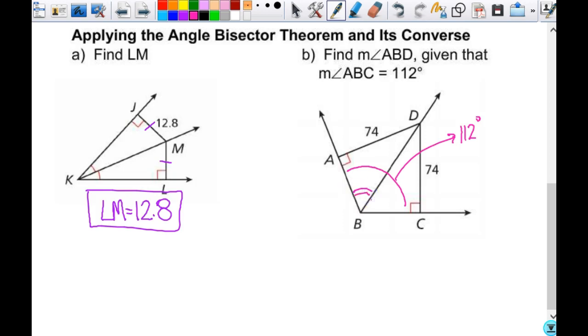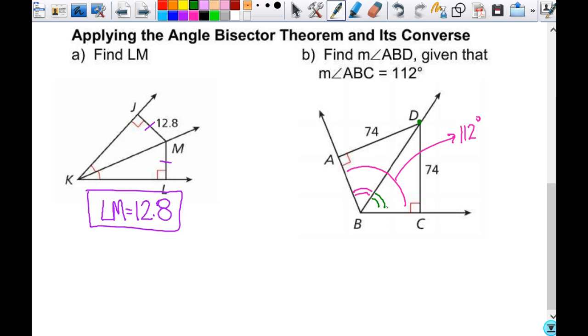All right, so here's what I know. I have this big angle here, right? And then I have this right here. They didn't tell me that it's the angle bisector, right? But they did tell me that point D is the same distance away from the sides of the angle. So what has to be true about this ray? It's the angle bisector, right? So this piece right here has to be congruent to this piece.